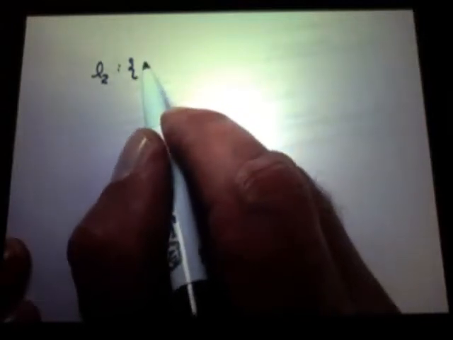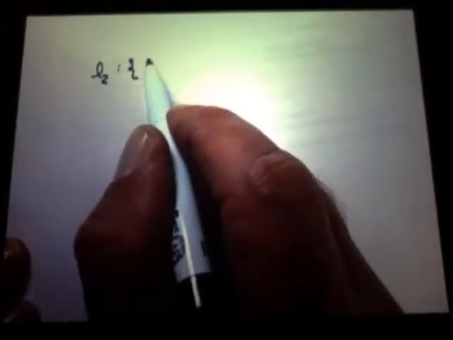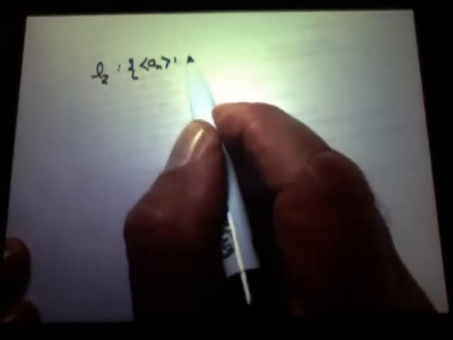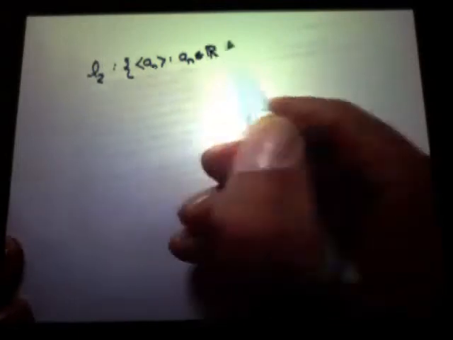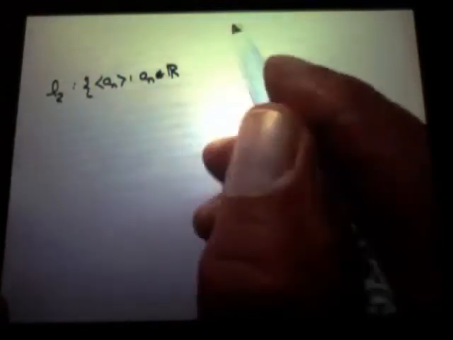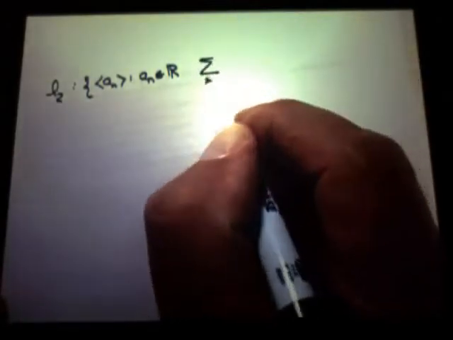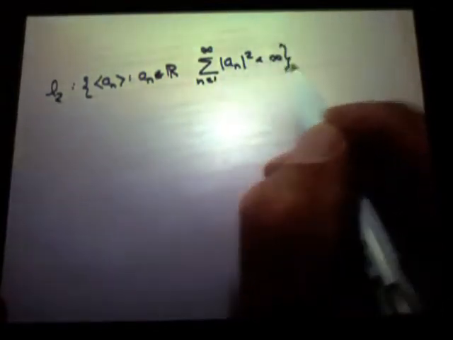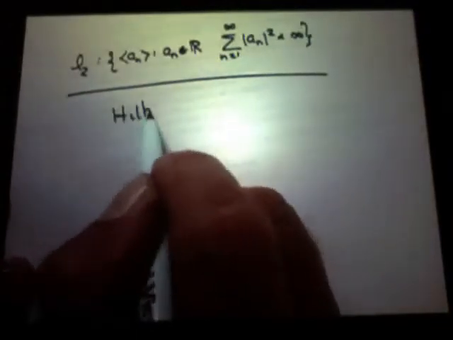Okay. There's a space called little L2 that consists of sequences. So you would have sequences of terms a_n, and the a_n are real numbers, and the sum from n equals 1 to infinity of a_n squared converges. This is called Hilbert's sequence space.